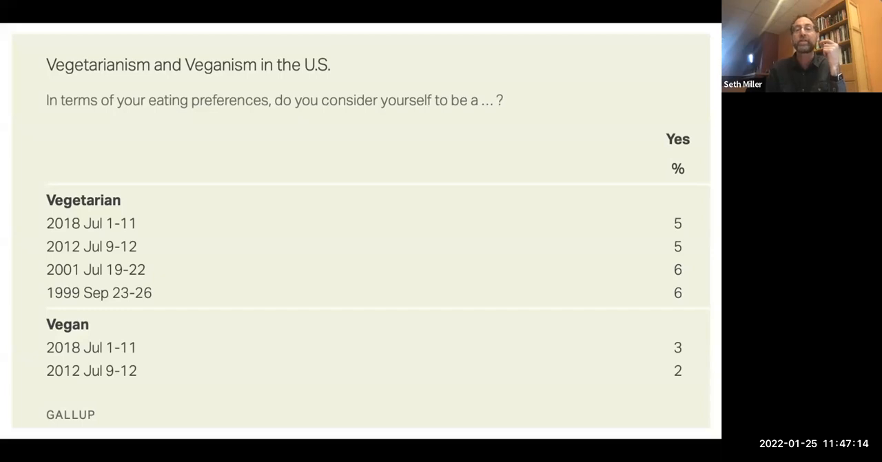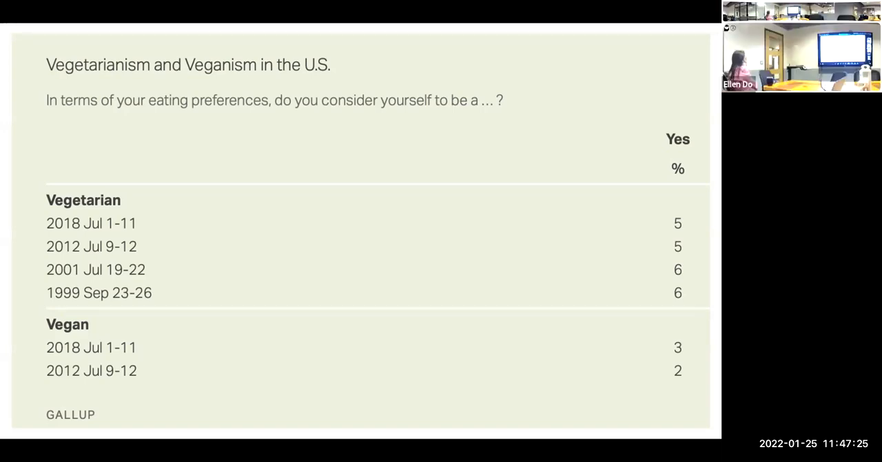The number of vegetarians has not increased at all in the US in the last 20 years. And you can make the argument that maybe the global warming crisis, the climate crisis, will cause a change there, but you'd be hard pressed to say there's any historical evidence for it.